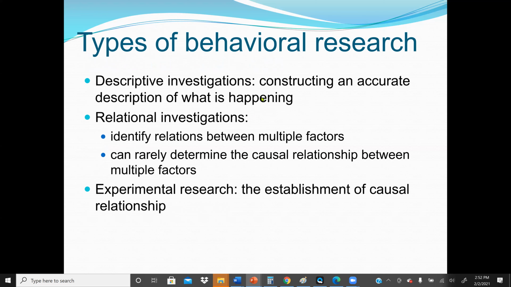So when it comes to behavioral research, we have 3 types. First, the descriptive investigations. This is almost the same as what we mentioned about fundamental research. In a descriptive investigation, you are not going to find a relationship between 2 variables or the reason why something happened. No, we're trying to understand the phenomena or construct a new theory on it. So here, descriptive investigation is constructing an accurate description of what is happening. So that can be one type.